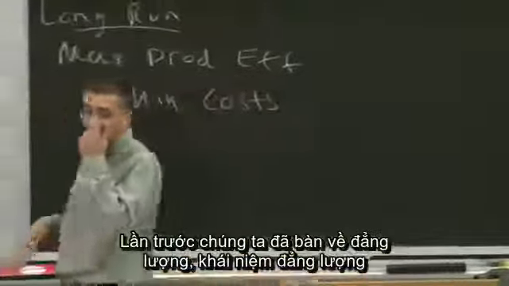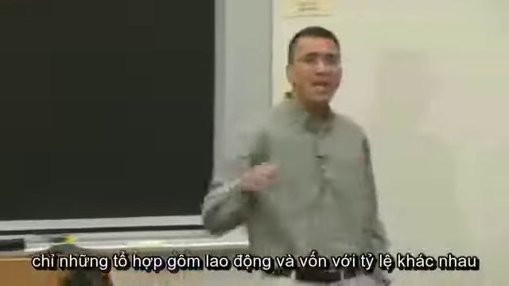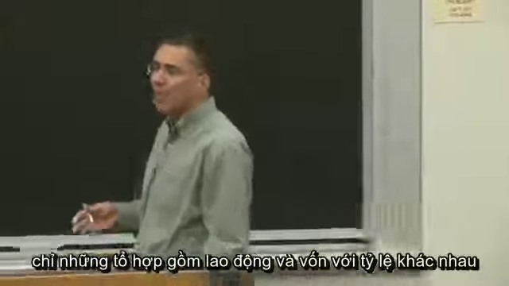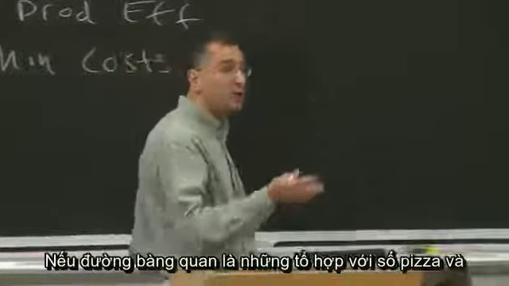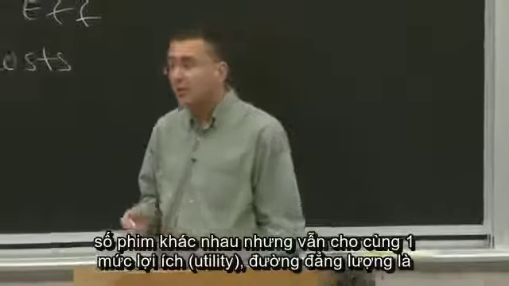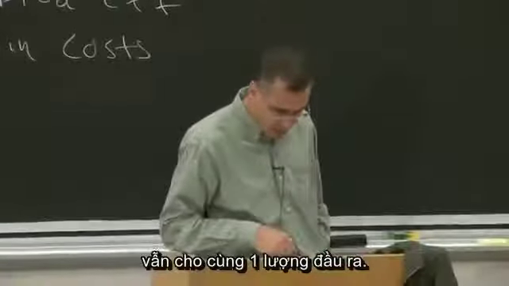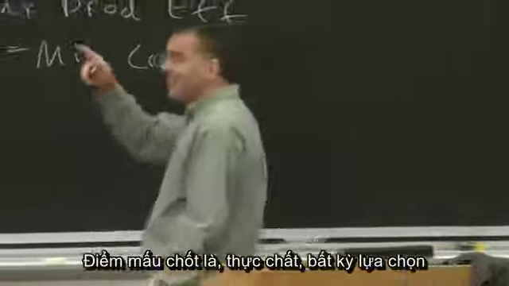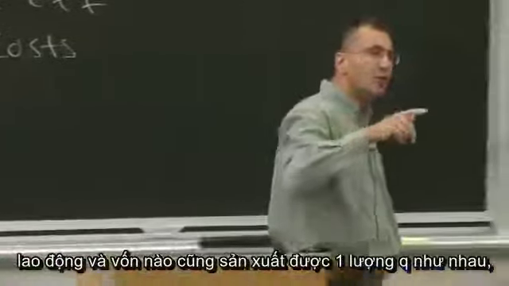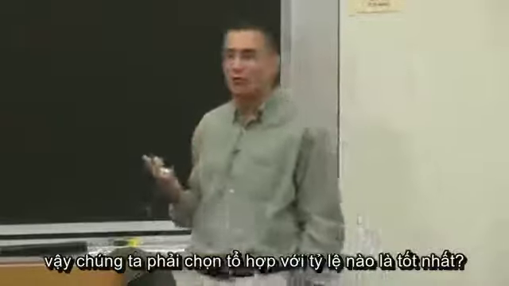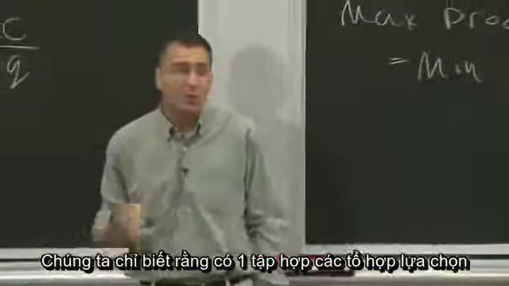So we talked last time about isoquants and the notion that isoquants were combinations of labor and capital that delivered the same output, just like indifference curves are combinations of pizza and movies that deliver the same utility. The key point is that technologically, any choice of labor and capital produces the same Q. So there's nothing that tells you technologically which of those to use. We just know there's a set of choices which deliver the same Q.